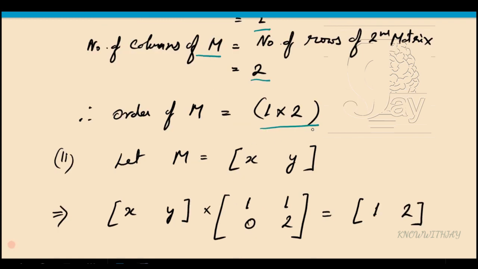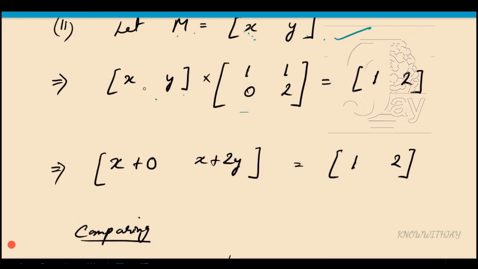Now when we know the order of the matrix, only one row and 2 columns, so let the elements be x and y. So let M be this matrix. Okay, now when we multiply M into the given matrix, we get 1, 2. So multiplication is simple again, x into 1 plus y into 0, that's x plus 0, and x into 1 plus y into 2, that's x plus 2y.